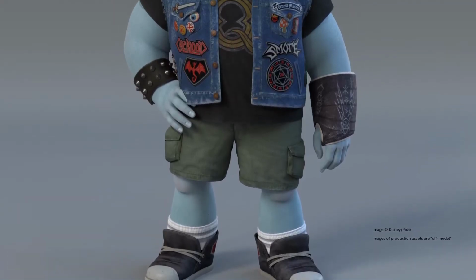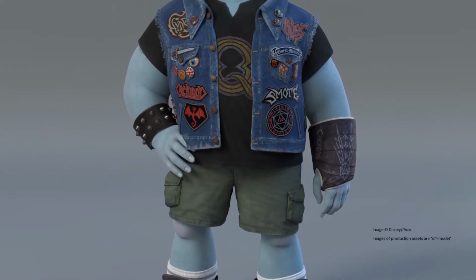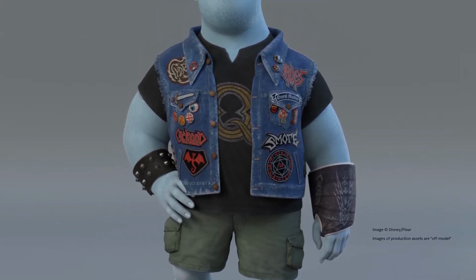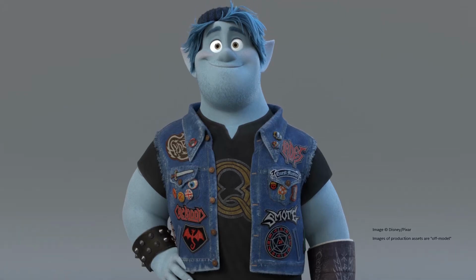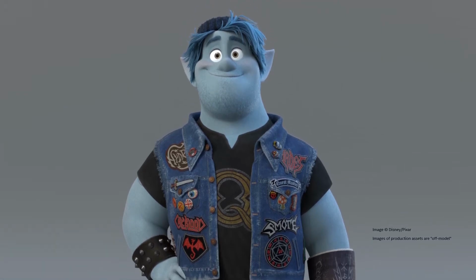Here are some examples of assets rendered in XPU. These images are off-model, and they are assets and characters from our most recent movie, Onward, and they are not exactly as they appear in the movie. This is Barley, one of our hero characters in Onward. The asset is delivered for extreme close-up with plenty of minute details.